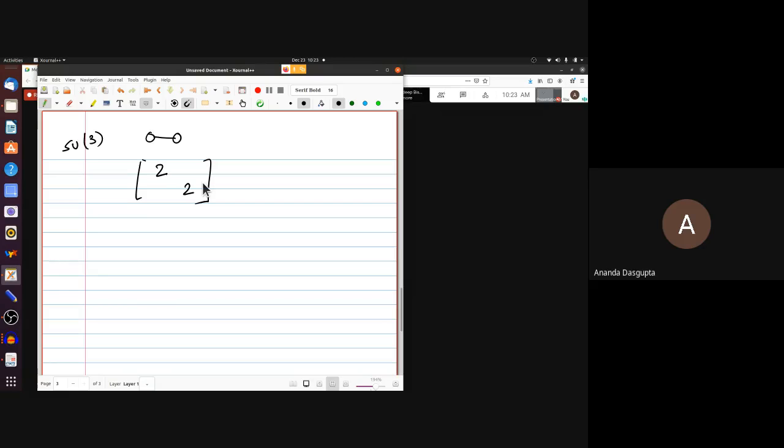Now, how many times can you shift up the E alpha in the direction of alpha? That's the p value. Zero. Because you're talking about E alpha, right? Can you shift up E alpha in the direction of alpha? If you could, you would end up with 2 alpha, and that's not a root. So p is 0. And how many times can you shift it down?